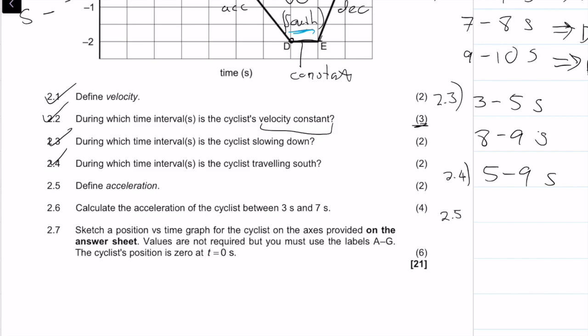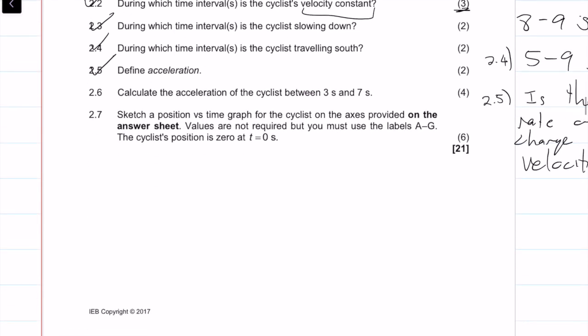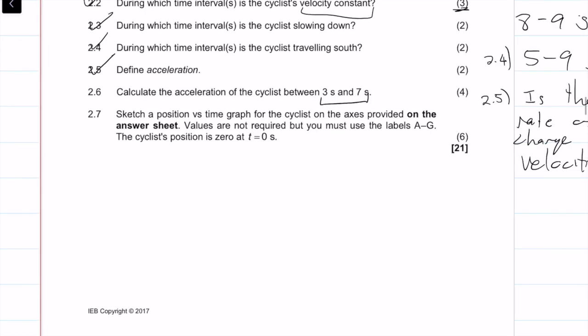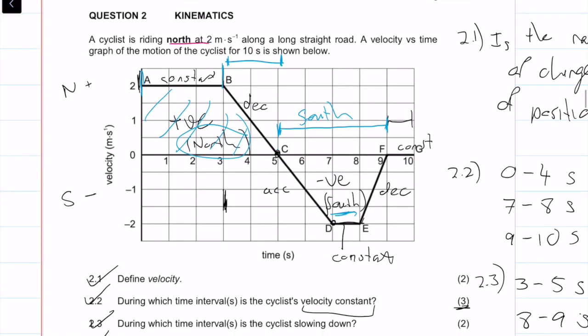Question 2.5 is a nice definition again. Define acceleration. Acceleration is the rate of change of velocity. And we get 2 marks for that, free marks there. Then it says calculate the acceleration of the cyclist between 3 and 7 seconds. So question 2.6, between 3 and 7 seconds.